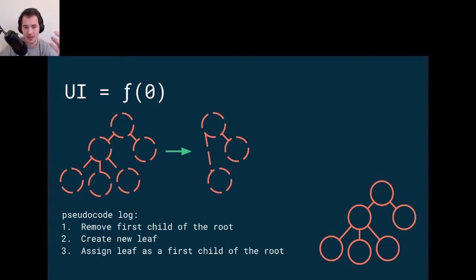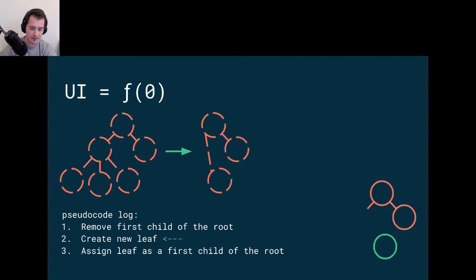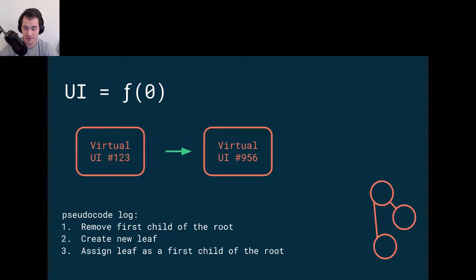And then we calculate the difference between them as a set of operations, right? So we have this pseudo log, which says remove first child on the root. We remove it, create new leaf. We create it, and then we assign new leaf as a first child of the root. Here we can construct the log of how to go from state A to state B for you. You don't have to do it. The interesting part is that I said like it's just a virtual representation. It doesn't have to be a tree. So you can have like virtual representation 1 and virtual representation 2. So it can be anything, and you don't need to care about it because it's all under the hood.